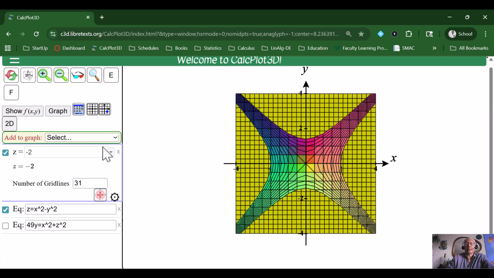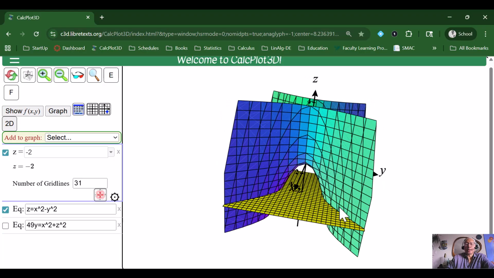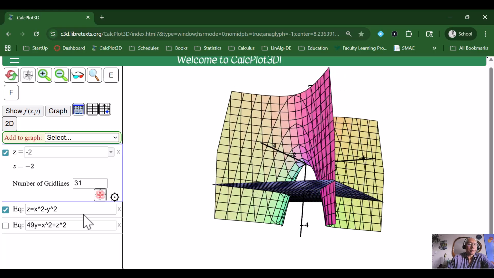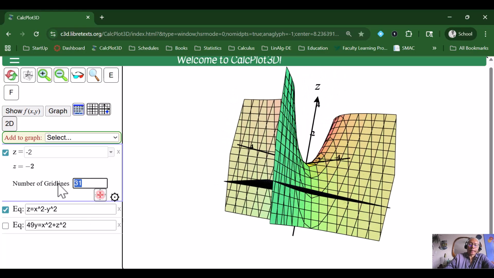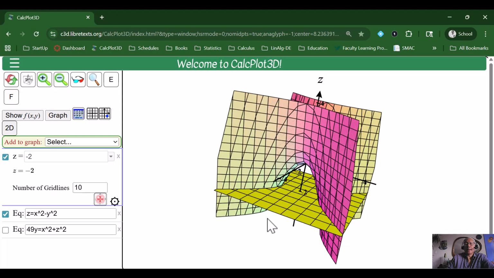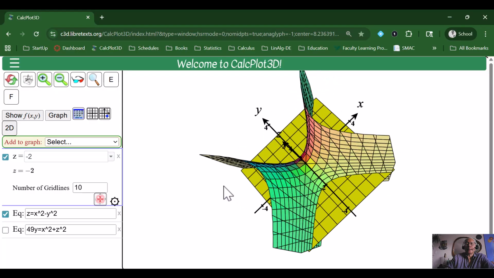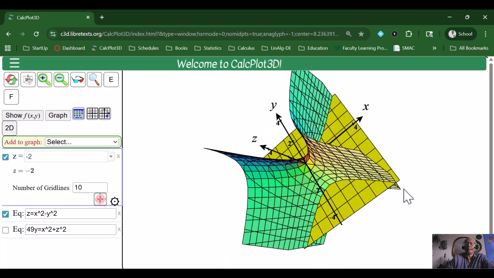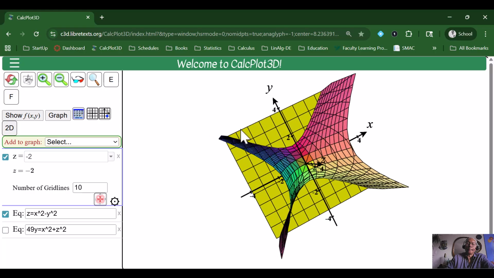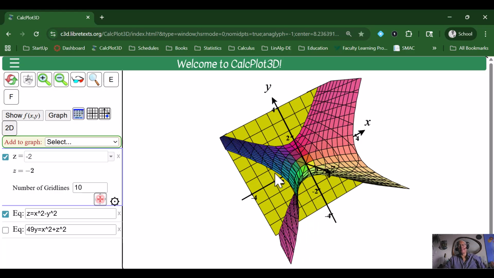Put negative 2. So if we go back to our three-dimensional look at this, if we look at this from the top without restricting our view too much, I think this plane has too many grid lines, so I'm going to cut it down to 10 so that it might render a little bit quicker. Let's have this view from the top and looking at the x going to the right and the y going up and down. That's close enough. You see the intersection is actually this shape of a hyperbola that's going up and down.